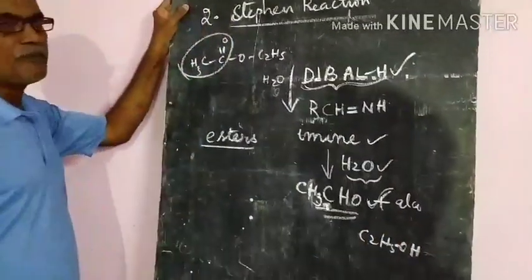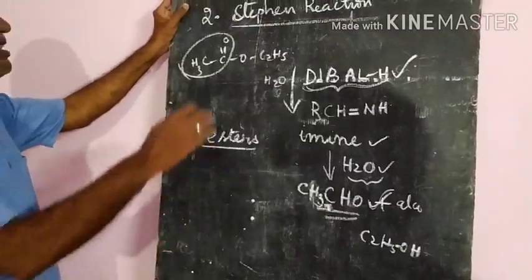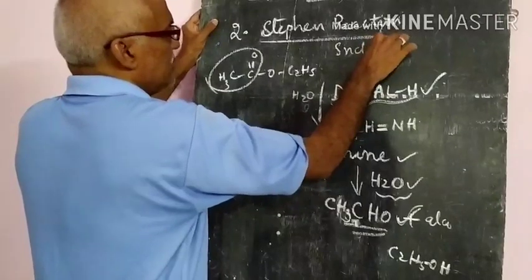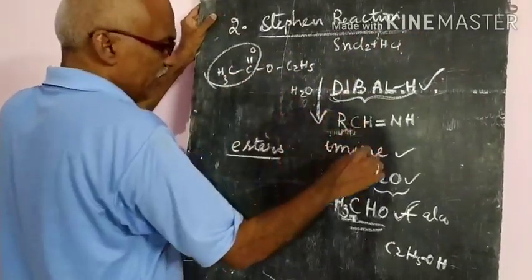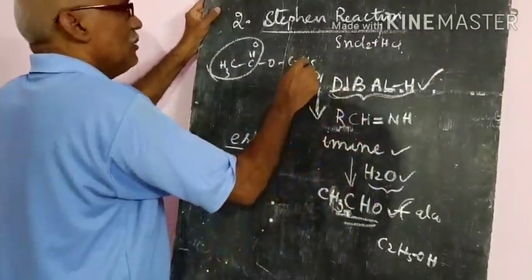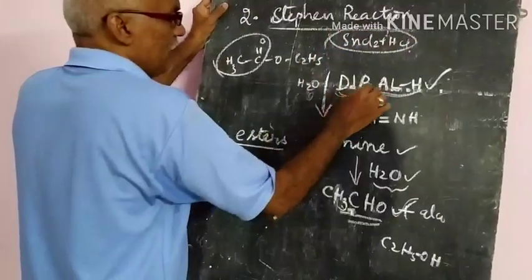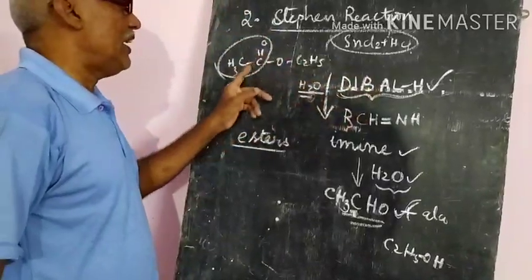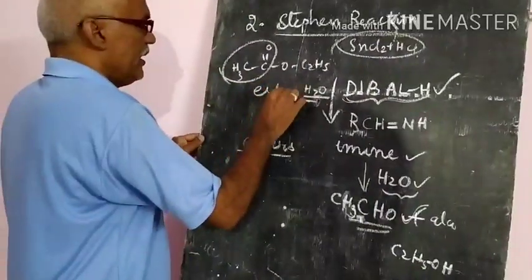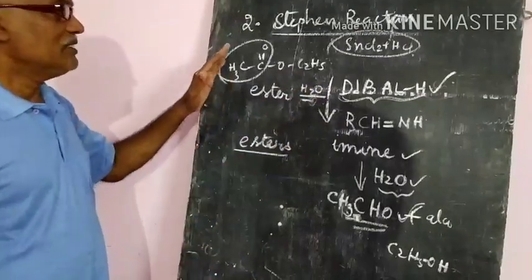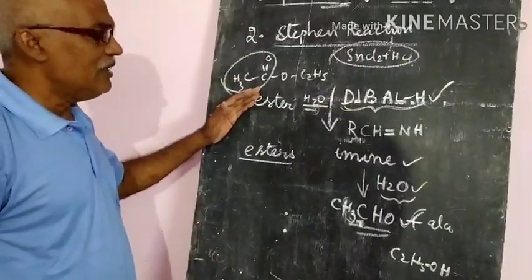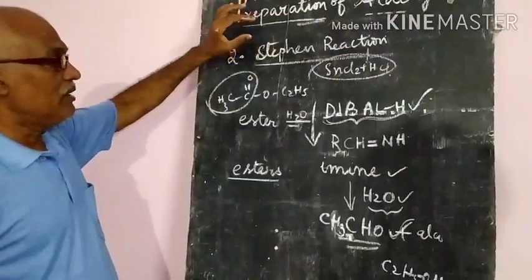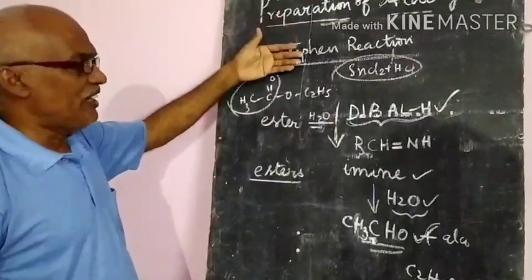So the Stephen reaction means in the presence of stannous chloride and HCl mixture, nitriles will give the aldehydes. Or in place of this, DIBAL-H and hydrolysis will also give the aldehydes. In the presence of these, an ester also will give an aldehyde and an alcohol. So these are the important reactions for the preparation of aldehydes. Next, remember, the Rosenmund reaction is over, the Stephen reaction is over.